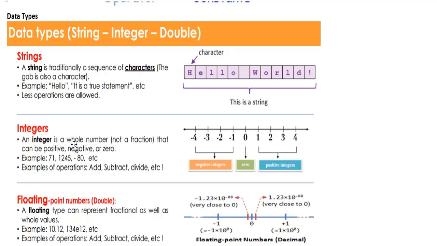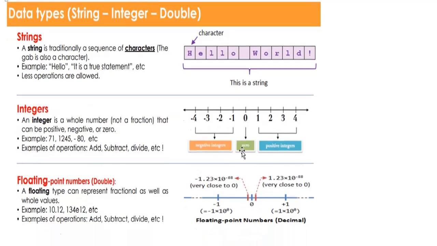Integers are whole numbers, not fractions. It's a whole number, not including a decimal point. It's positive or negative or zero, as shown on the right. We can make operations. Examples of operations: add, subtract, divide, and so on.